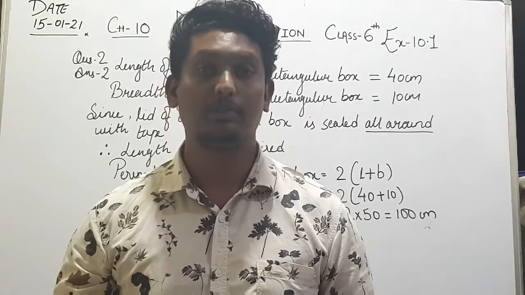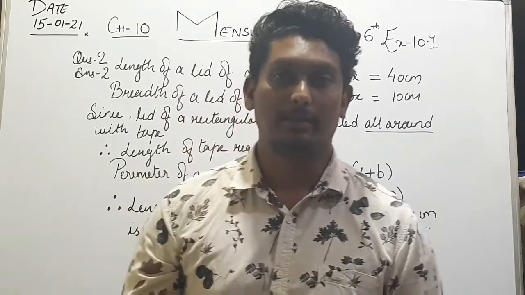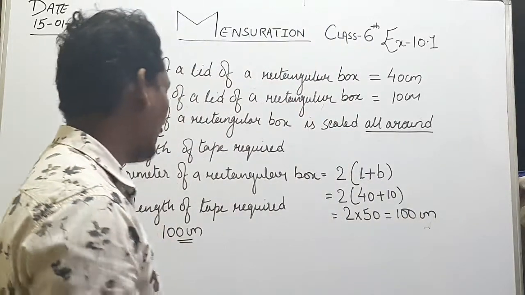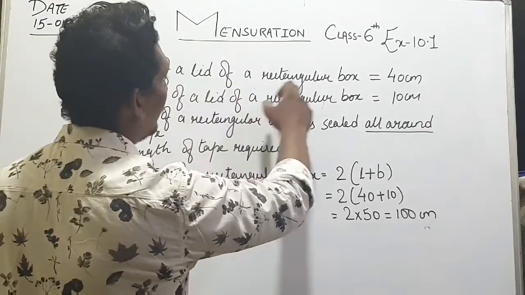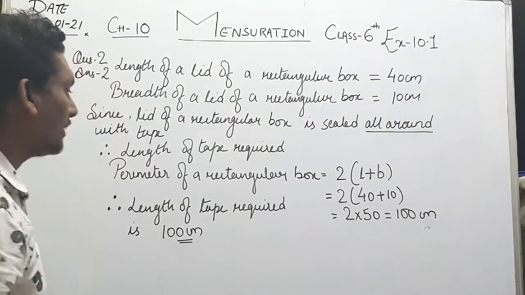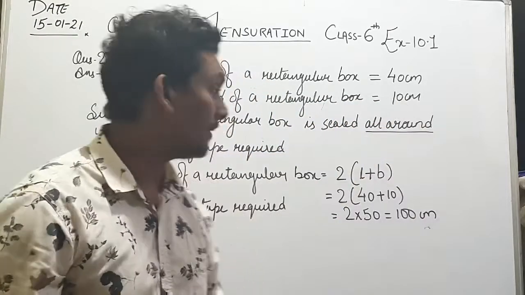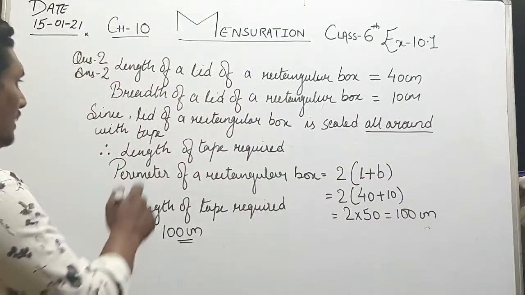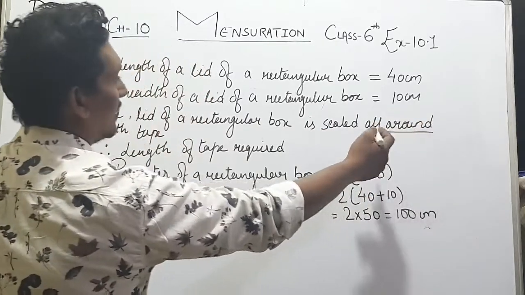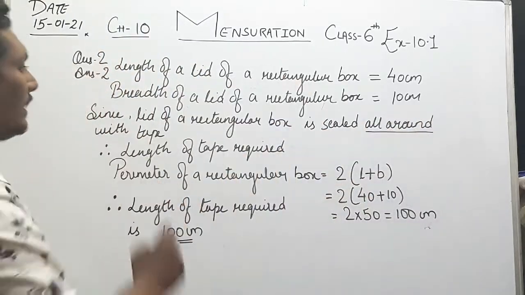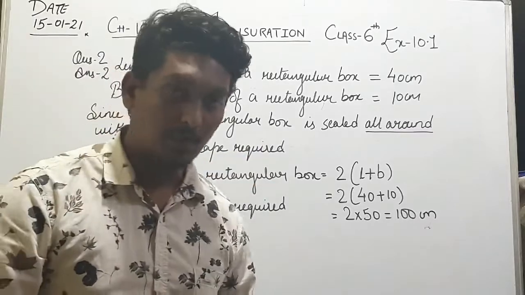In this question also, we have to find the perimeter. So what is the length of tape required? Length of tape we have to find out. The length of the lid of the rectangular box is given as 40 centimeter. Breadth of the rectangular box is given as 10 centimeter here. Now, since the lid of the rectangular box is sealed all around, I have just underlined here, all around with tape, the length of tape required is what we have to find out.